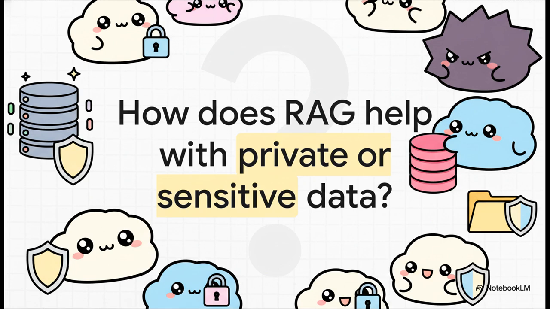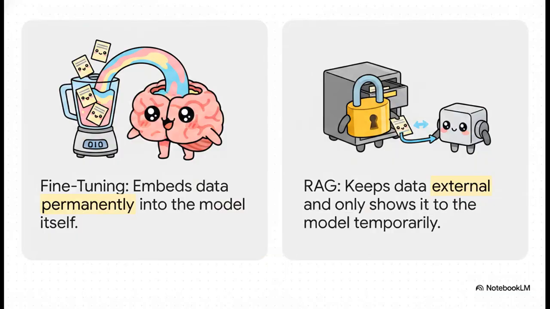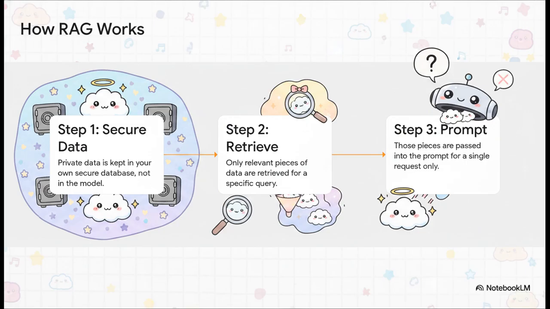The key, the way to really nail this, is to immediately contrast it with the alternative. This right here is the core idea. With something like fine-tuning, you're literally embedding your sensitive data right into the model's brain. It becomes a permanent part of it, but with RAG, it's a completely different game. Your data stays external, safe and sound where it belongs. The model only gets a temporary peek at the tiny bit it needs, just for a moment and only at query time.